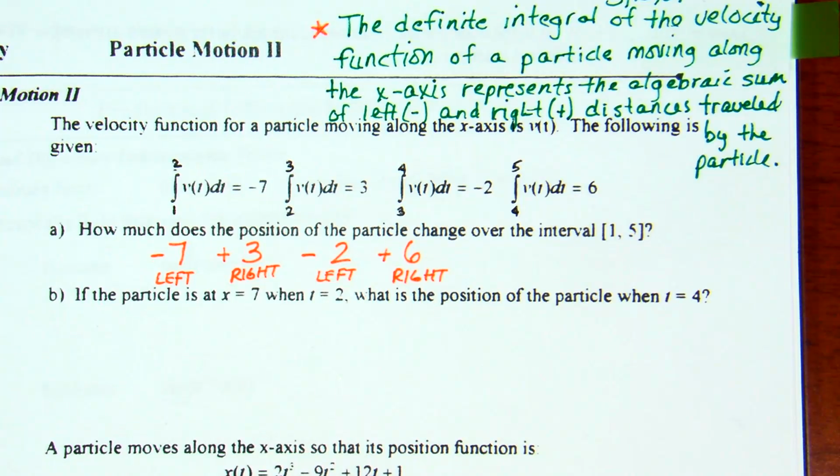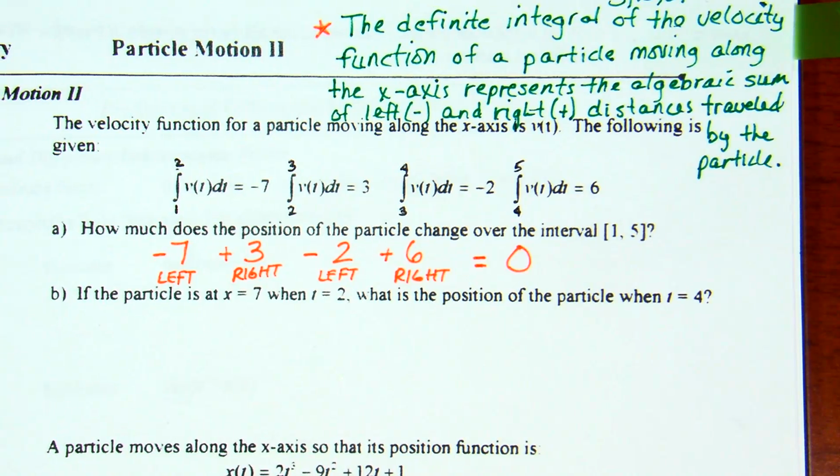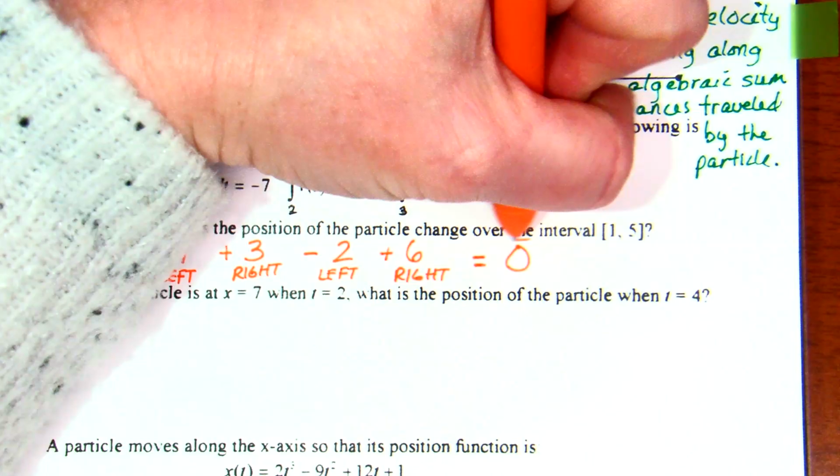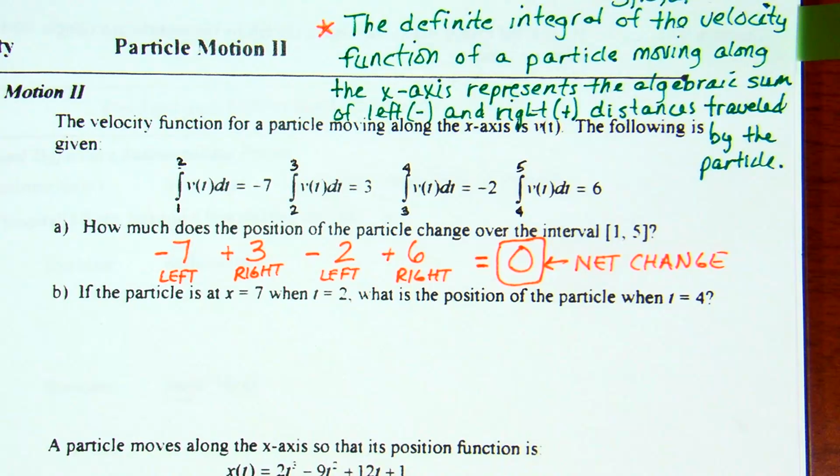So how does the position of the particle change over the interval? Well, 0 means that there is a net change of 0. So they moved left, they moved right, but they ended up where they started. Let me know if you have questions.